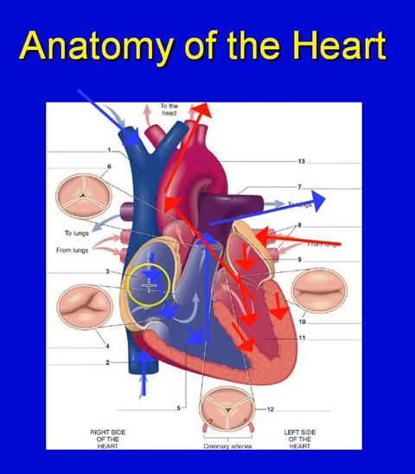So the heart has 4 chambers and 4 valves. The first chamber is your right atrium, then your right ventricle, your left atrium, and your left ventricle. You have 4 valves: your tricuspid valve, your pulmonary valve, your mitral valve, and your aortic valve.